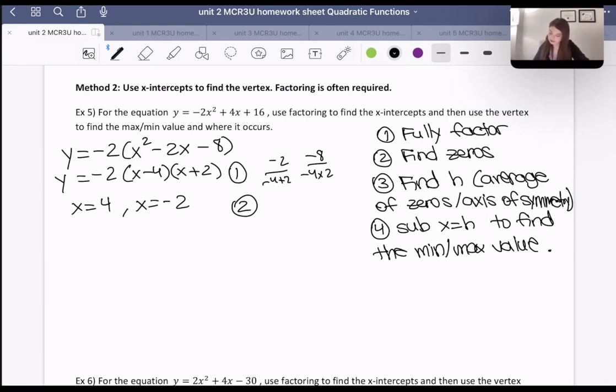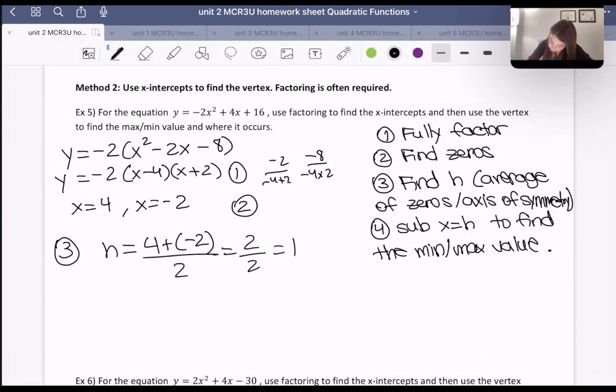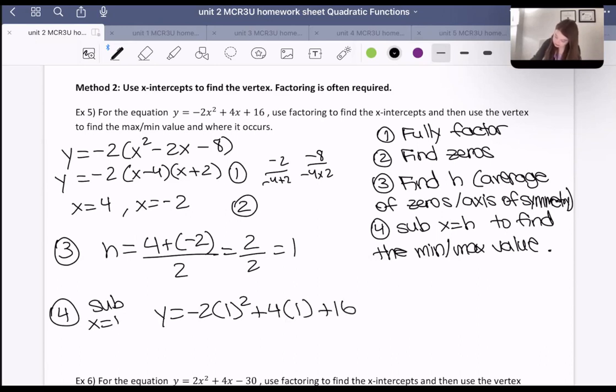Let's try number 3, which is find h, which is the average of these zeros. So h is equal to 4 plus -2 divided by 2, which is 2 over 2, which is 1. So 1. Then we need to find k. We need to sub x equals h, or in this case, sub x equals 1, because h is equal to 1, we just found it. y equals -2 times 1 squared plus 4 times 1 plus 16, which is equal to -2 plus 4 plus 16, which is equal to 18.